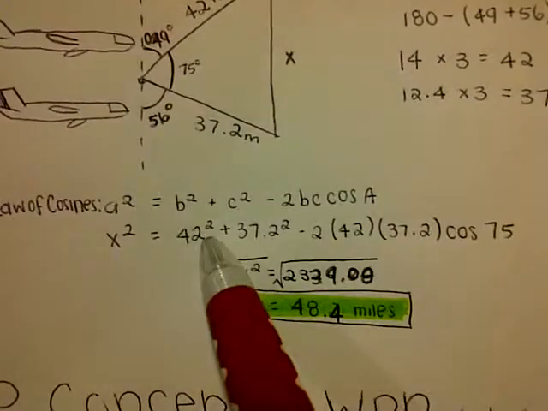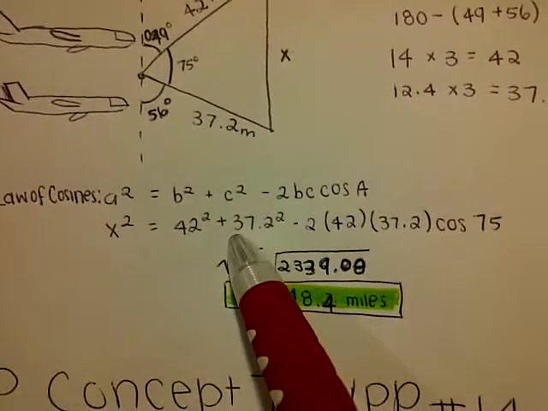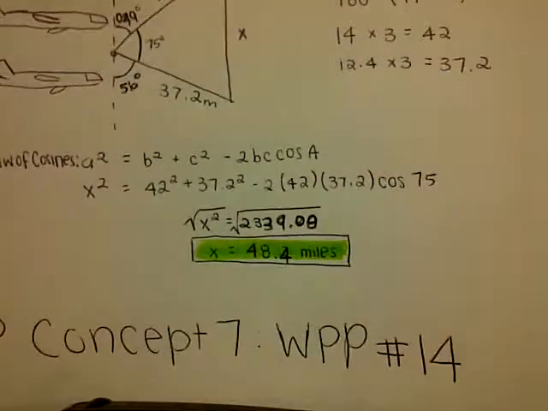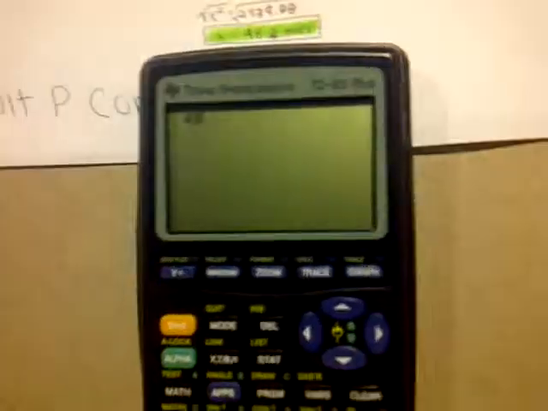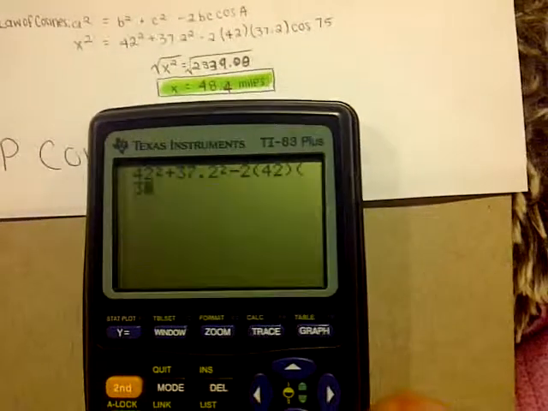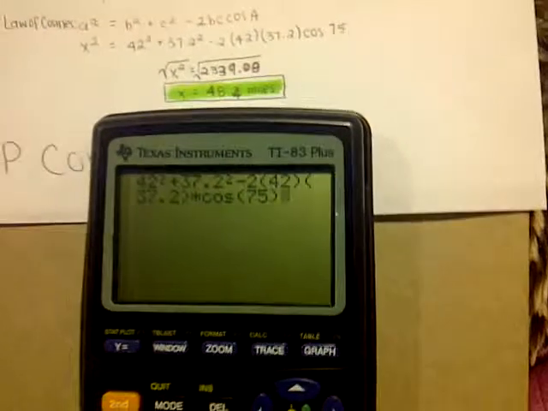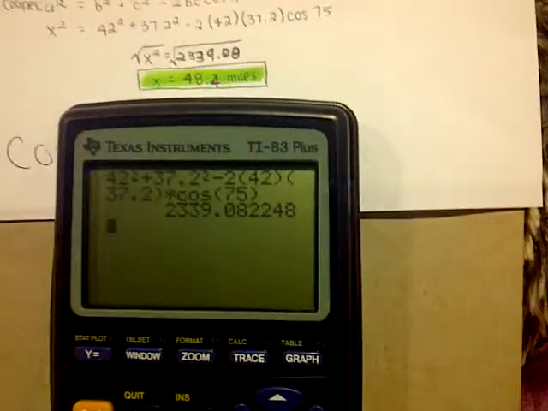So these will be the numbers that you plug into the equation, and you put this whole thing into your calculator. So here's how it will look. 42 squared plus 37.2 squared minus 2 times 42 times 37.2 times cosine of 75. And you should get 2,339.